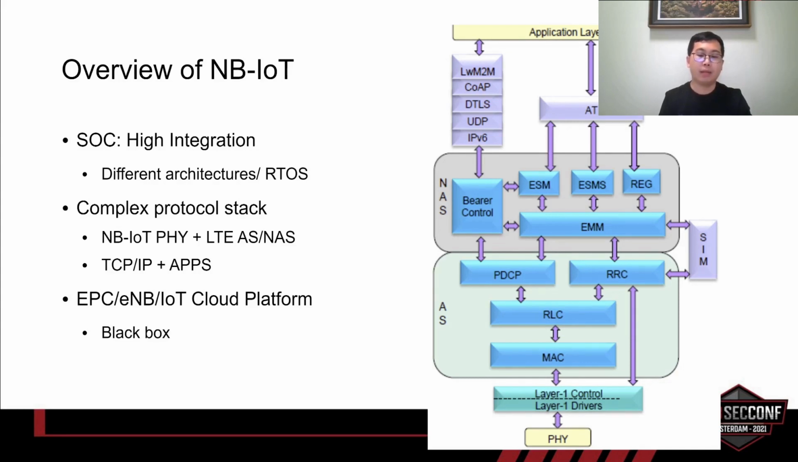In addition, the NB-IoT protocol is far more complex than LoRaWAN. The entire protocol stack includes baseband, TCP/IP, and application. The baseband includes the physical layer of NB-IoT, and the upper layer follows the protocol of LTE. Finally, in the NB-IoT network, there are black boxes in the EPC and NB-IoT cloud platform, which bring a lot of challenges to the security research. Next, we will introduce some findings in the reverse engineering of NB-IoT chips. We will introduce chips from two mainstream manufacturers.